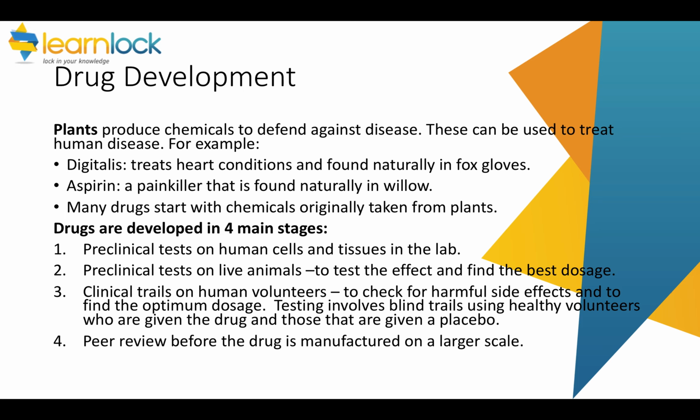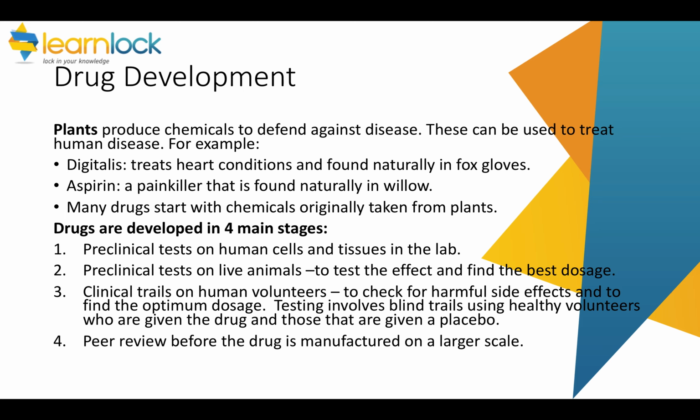So, how are drugs developed? Well, a lot of drugs actually started originally from plants. For example, aspirin, which is a painkiller, is actually found naturally in willow. And digitalis treats heart conditions, and that's found naturally in foxgloves. But any testing of any drug takes four main stages. First of all, preclinical tests on human cells and tissues. So in the lab, they'll test on cells and tissues and see how the drug impacts this. But this isn't the same as an actual body system, an organ system.